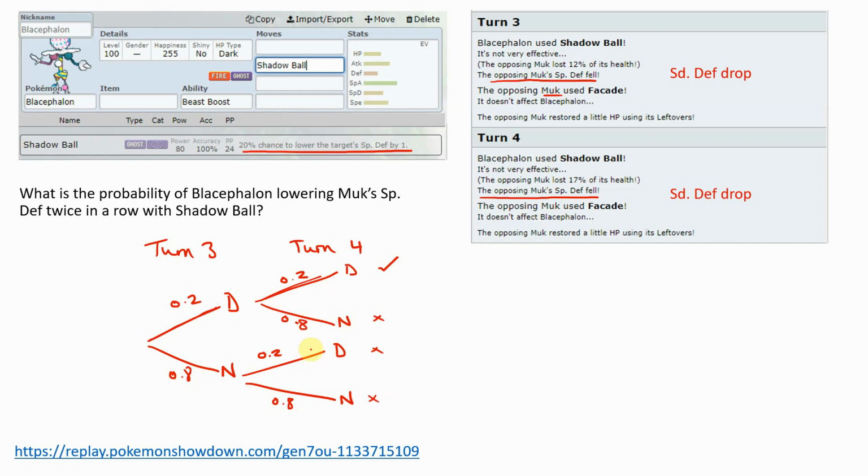I mean, we could ask the question of what's the probability of it dropping at least once, and then we'd have to consider these 3 top paths. But we are concerned about it just dropping twice in a row. So this is going to be 0.2 times 0.2. That gives us 0.04. So a 4% chance.